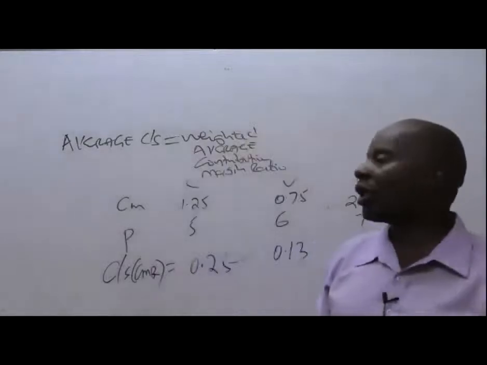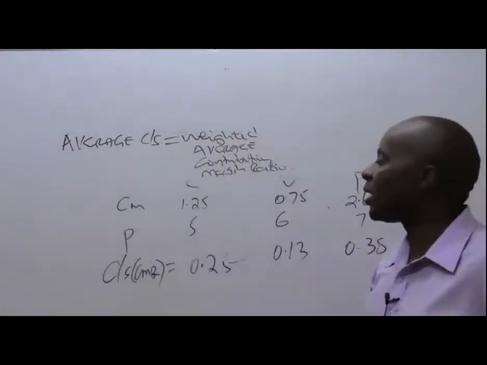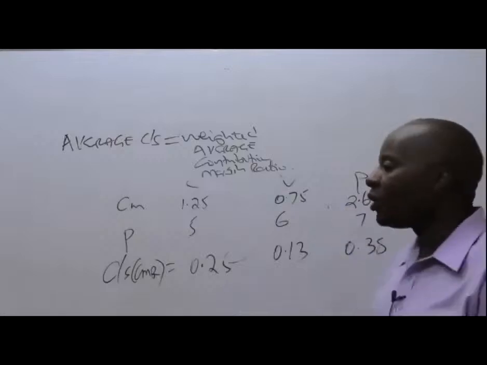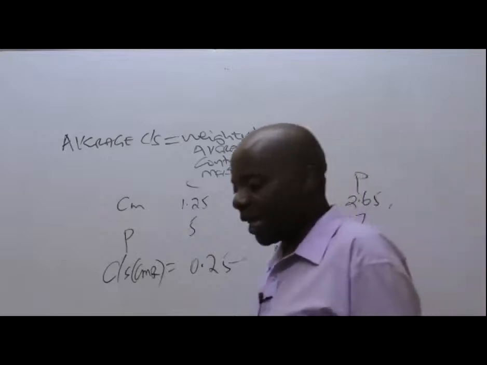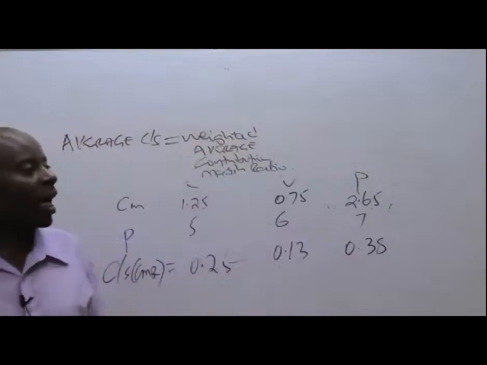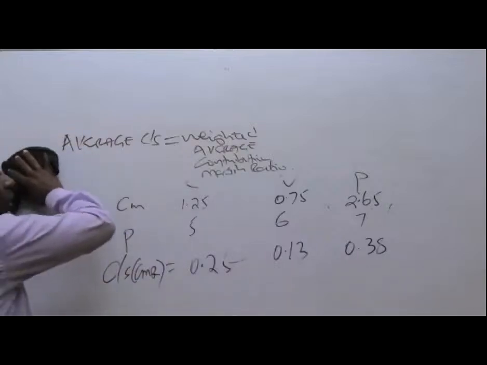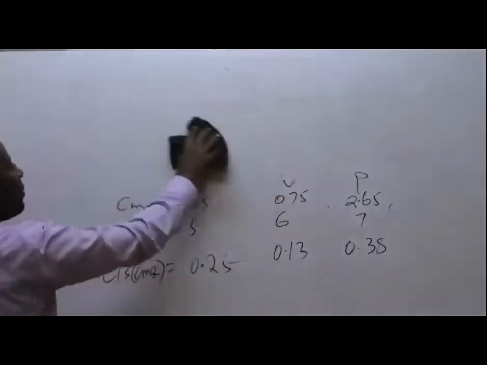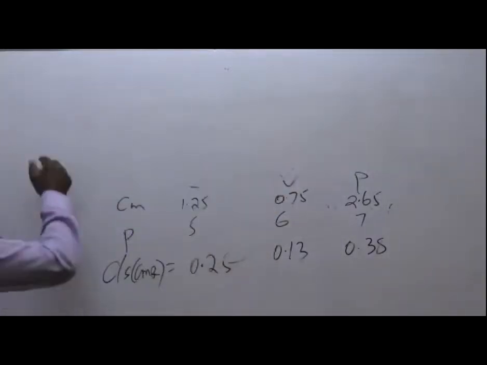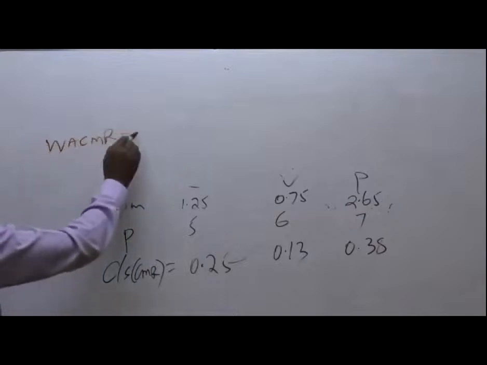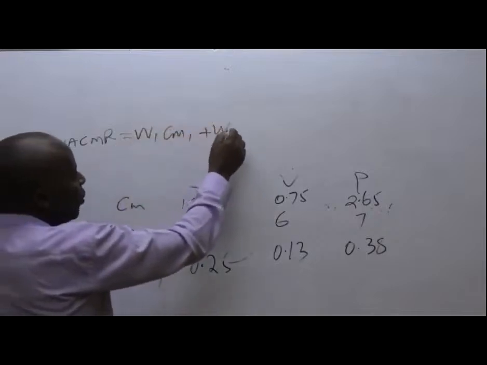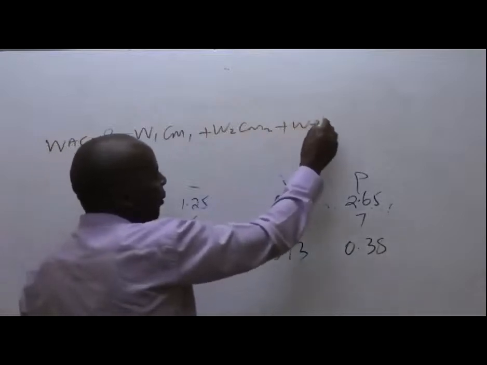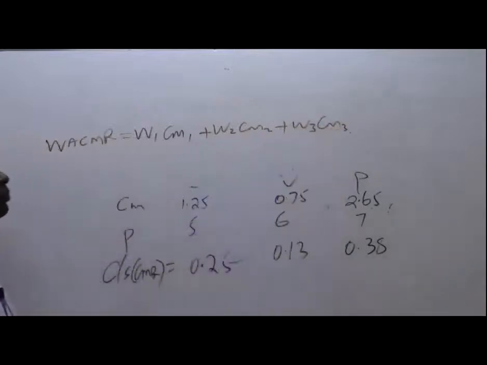So what are we saying, ladies and gentlemen? We have average CS is weighted average contribution margin ratio, WACMR. For us to be able to get this WACMR, I hope you've written this down, we have got very many ways of getting it. The WACMR, weighted average contribution margin ratio: we've got weight 1, contribution margin 1, plus weight 2, contribution margin 2, plus weight 3, contribution margin 3. Very important for us to appreciate this.